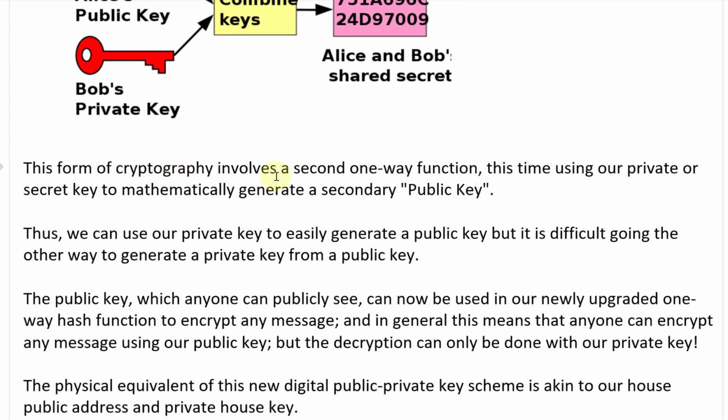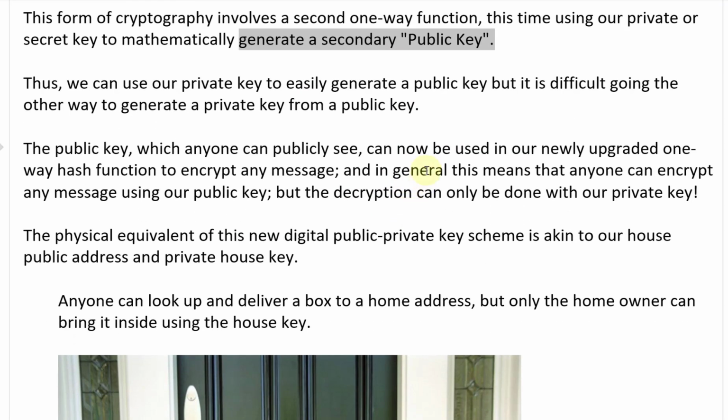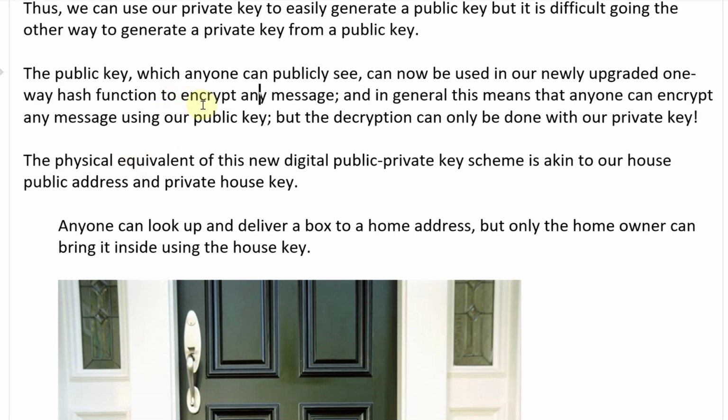So this form of cryptography involves a second one-way function, this time using our private or secret key to mathematically generate a secondary public key. Thus, we can use our private key to easily generate a public key, but it is difficult going the other way to generate a private key from a public key. The public key, which anyone can publicly see, because remember, it's a one-way function, it's hard to get the private key from it, can now be used in our newly upgraded one-way function to encrypt any message. In general, this means that anyone can encrypt any message using our public key, but the decryption can only be done with our private key.